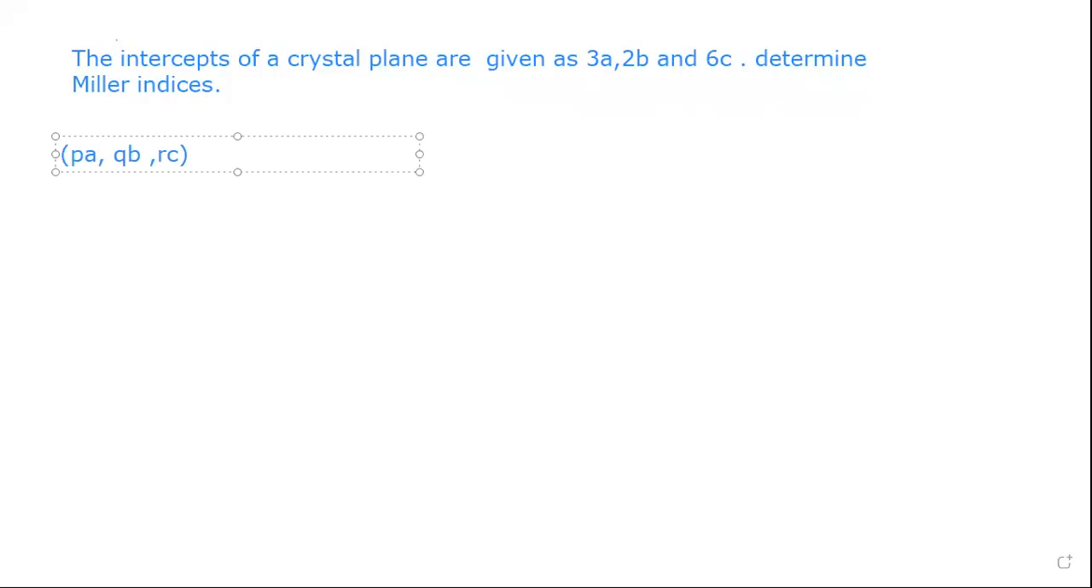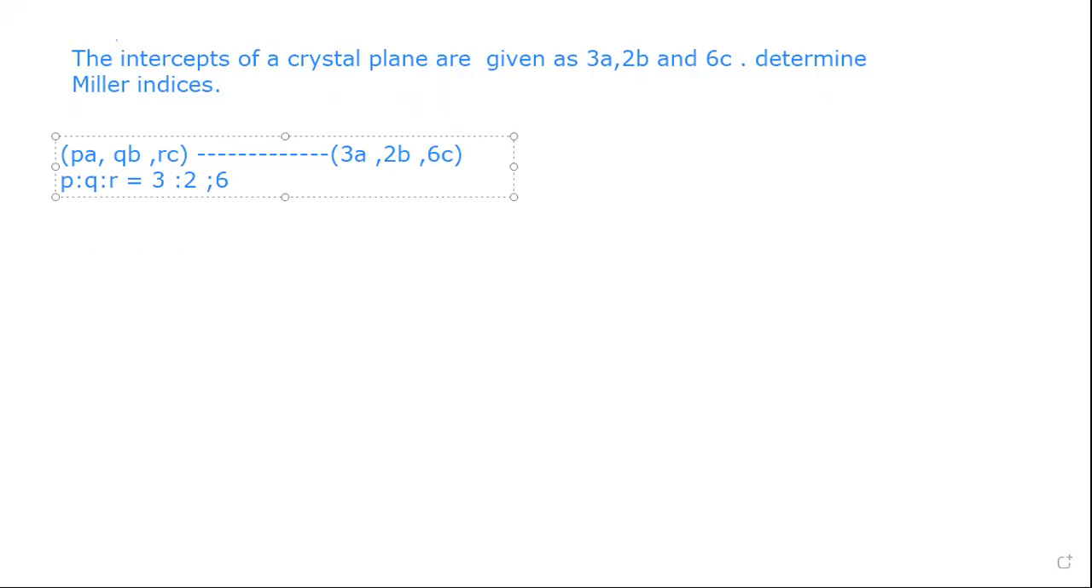So when you write like this, these values are given as 3a, 2b and 6c. So these are the values here. We can simply write the p, q, r values as a ratio. So when you write as a ratio, p is to q is to r equals 3 is to 2 is to 6. So these are the intercepts.